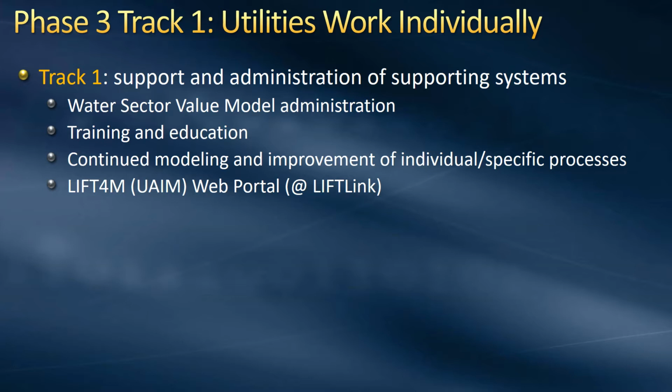Phase 3 will include 2 concurrent tracks. On track 1, utilities will continue their individual efforts to document and improve business processes. They will select those processes again based on their own internal priorities. This track will also include the curation of the overall water sector value model, development of training materials, and continued support for utilities engaged in the modeling and improvement efforts. This phase will also develop a web portal.